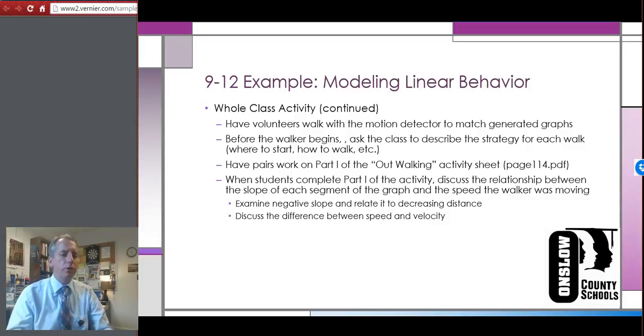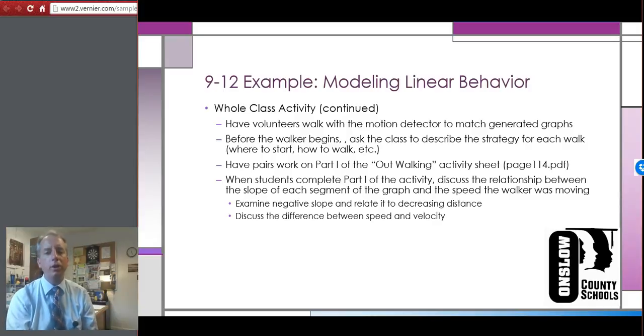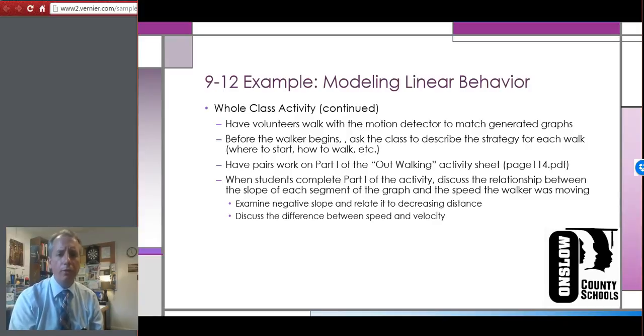Once kids have done it once or twice, we're going to start talking about strategies. So like, if I want it to tell me that this person starts further away and comes towards the motion detector, where should they start? How should they be walking? Should they be walking faster, slower, speeding up, walking the same pace? There's so many good questions here that bring in the math and the graphing. So we have this walking activity sheet. We'll pull that up here in just a second. They're going to do part 1, and then talk about the relationship between slope and the speed the person is moving.